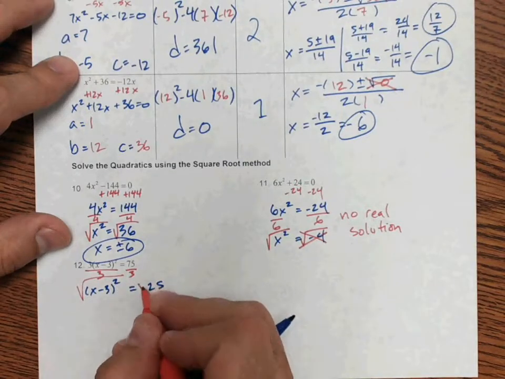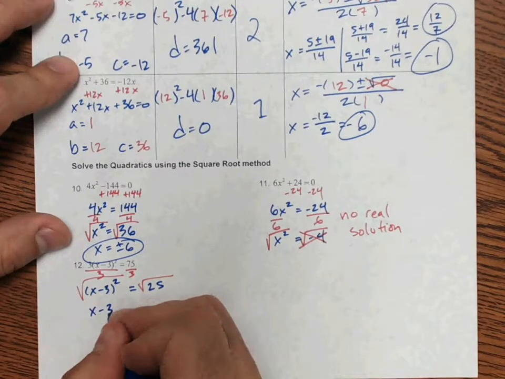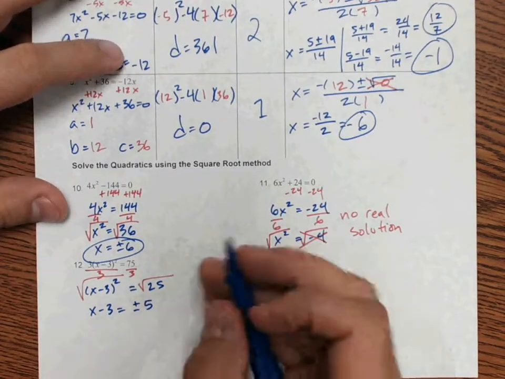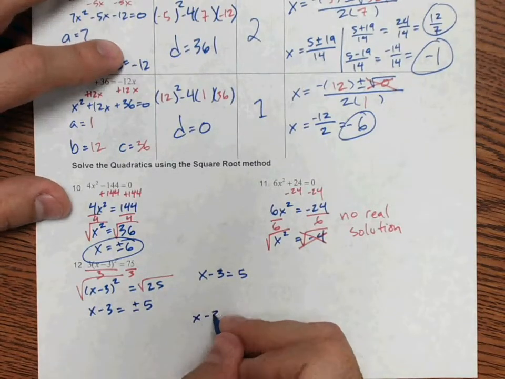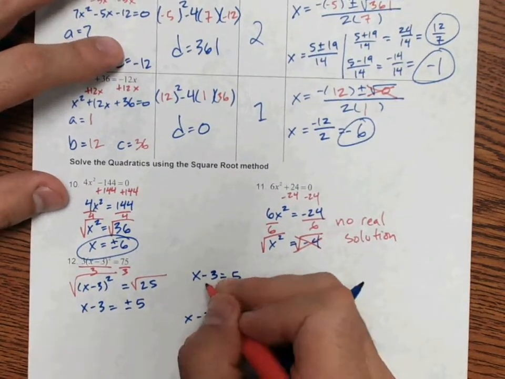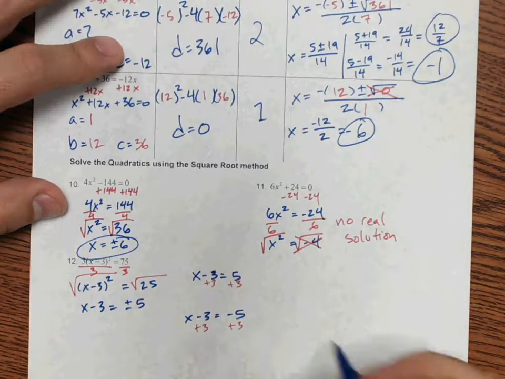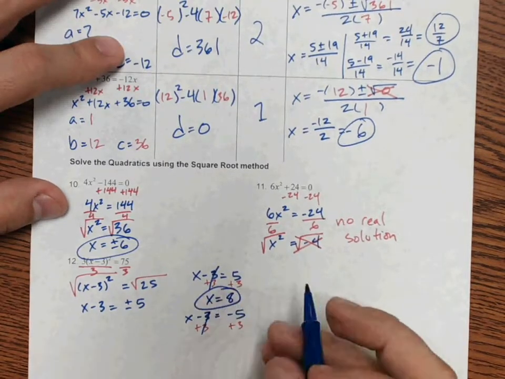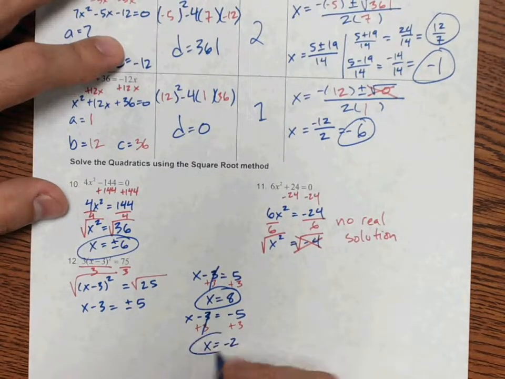Now I take the square root of each side. This square root cancels that square, leaves me with x minus 3. Square root of 25 is plus or minus 5. This is where we have to do two problems. One where x minus 3 equals positive 5, and another where x minus 3 equals negative 5. The solution process is the same for both, though. We're going to add 3 to both sides. So this cancels. X equals 5 plus 3, which is 8. This cancels. X equals negative 5 plus 3, which is negative 2.